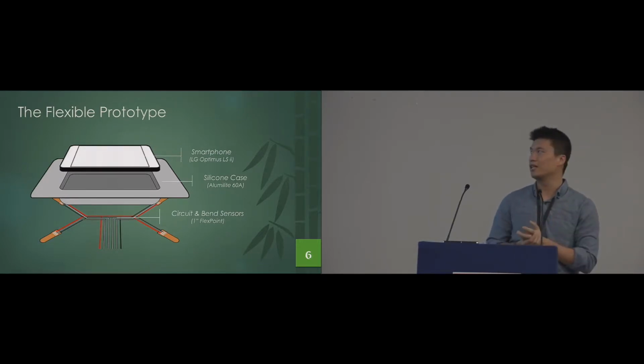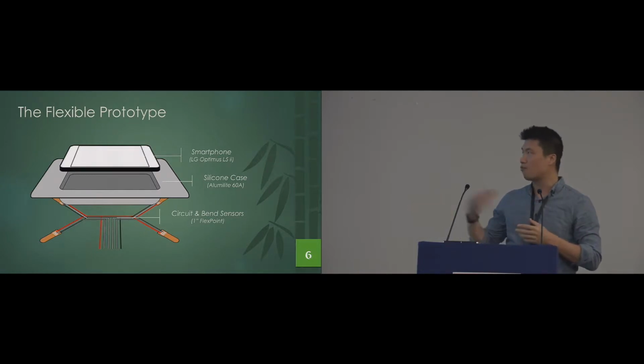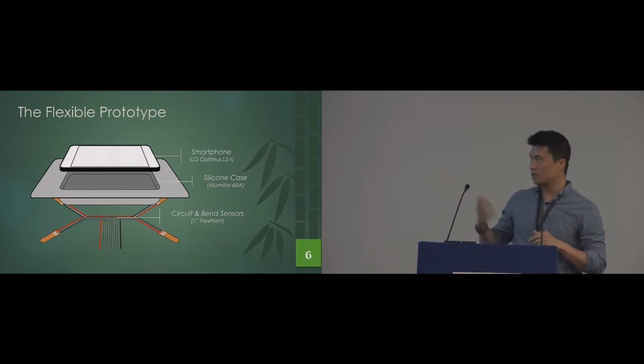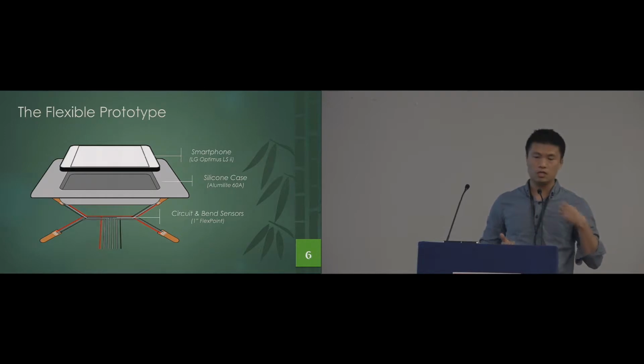If not, then you can see it later on. We use a regular rigid smartphone. We did not modify anything on the smartphone, but instead we create a flexible sleeve around the smartphone. The sleeve itself is made with flexible silicone, so it's very flexible. At the same time, we embed bend sensors on the silicone case, particularly on the corners. So what it does is it can detect bends at the corners as well as the sides.